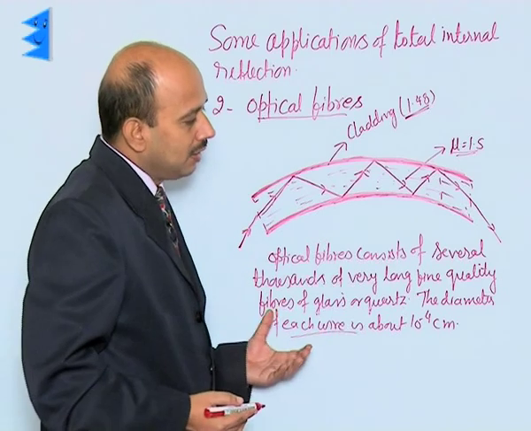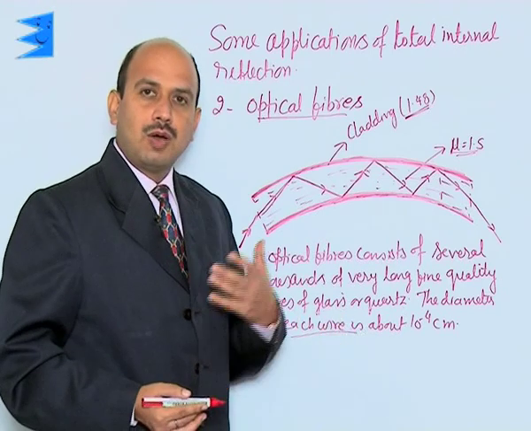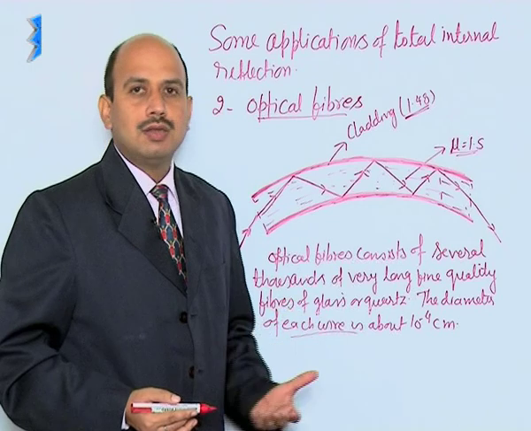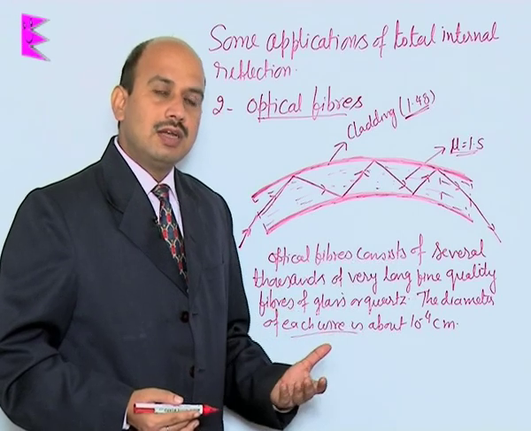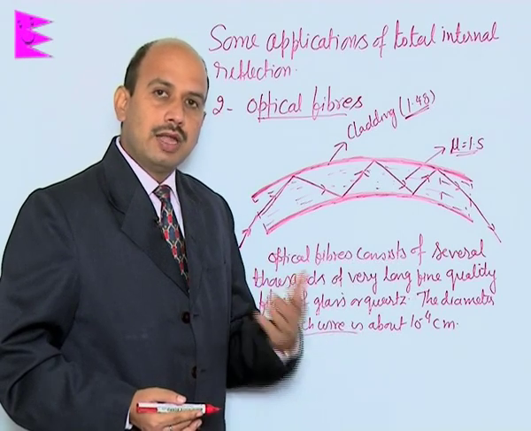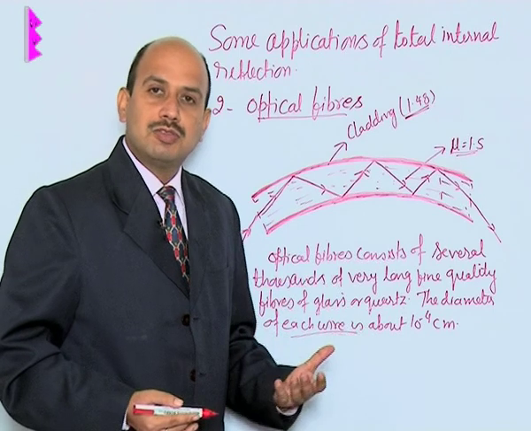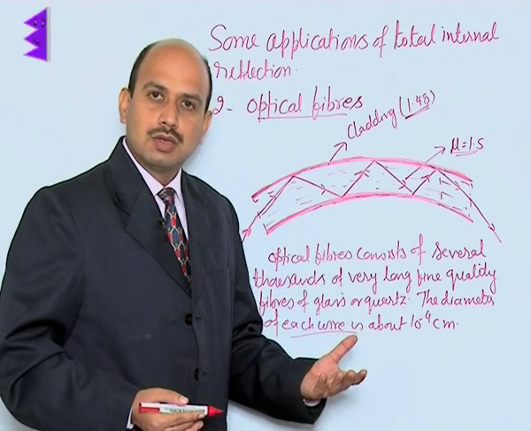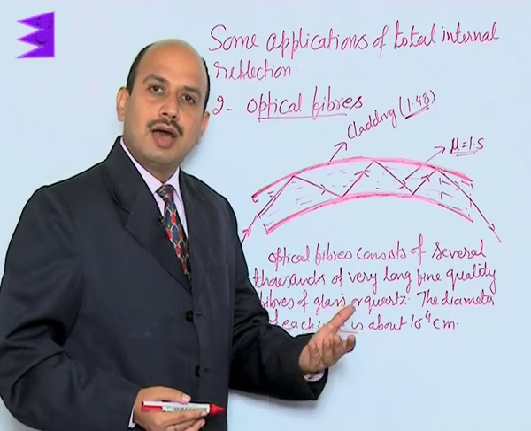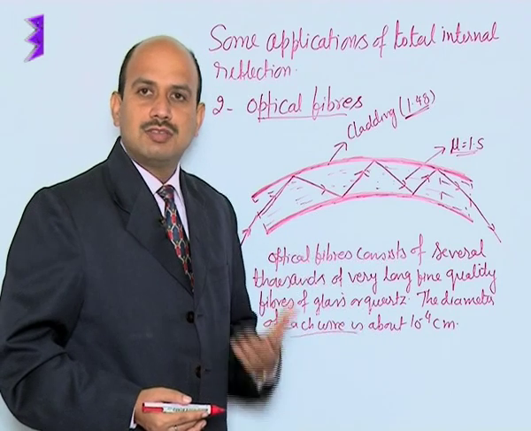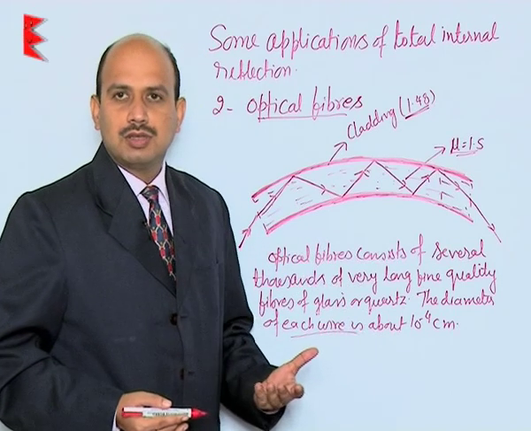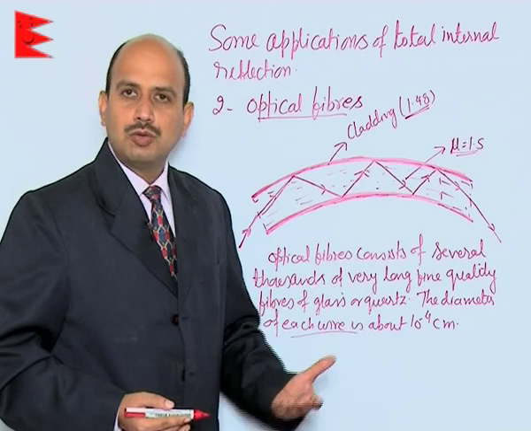So, what happens in the case of the telephonic signal? First, the sound signals are converted into electrical signals, and then these electrical signals are converted into a light beam, and then this light beam is sent from one end to the other. And at the receiving end, again this light is converted into electrical signals, and then into sound signals.